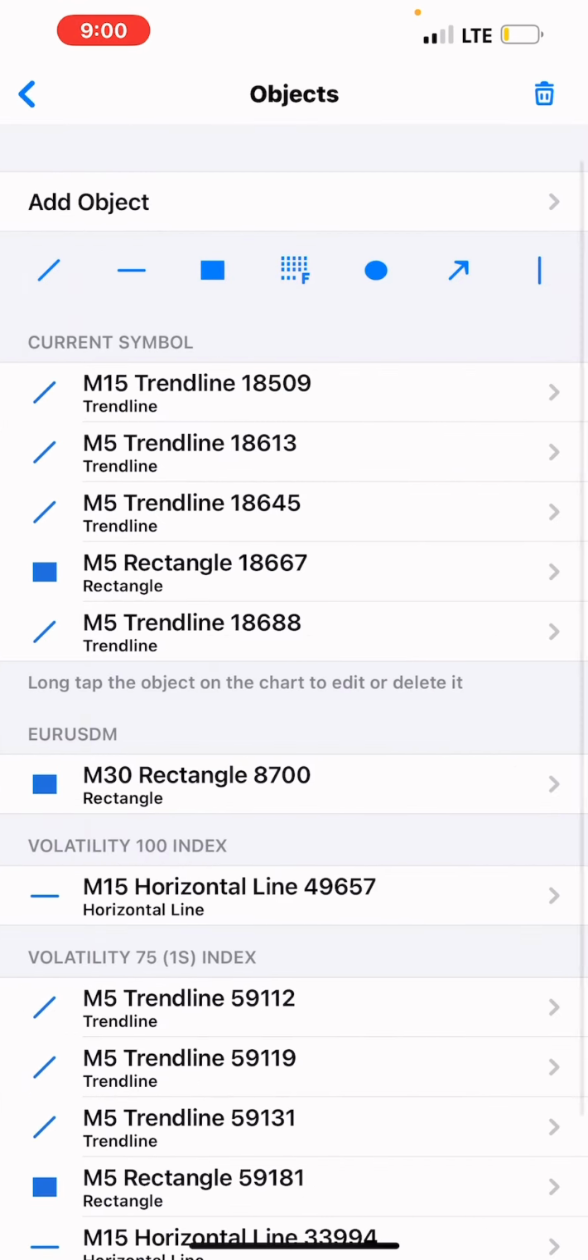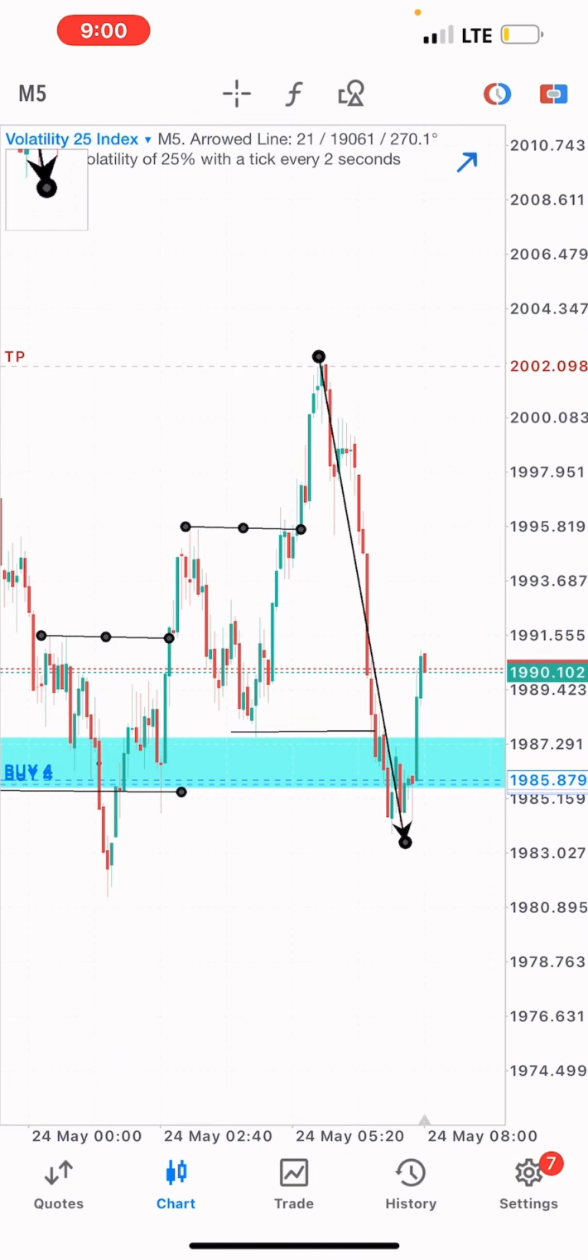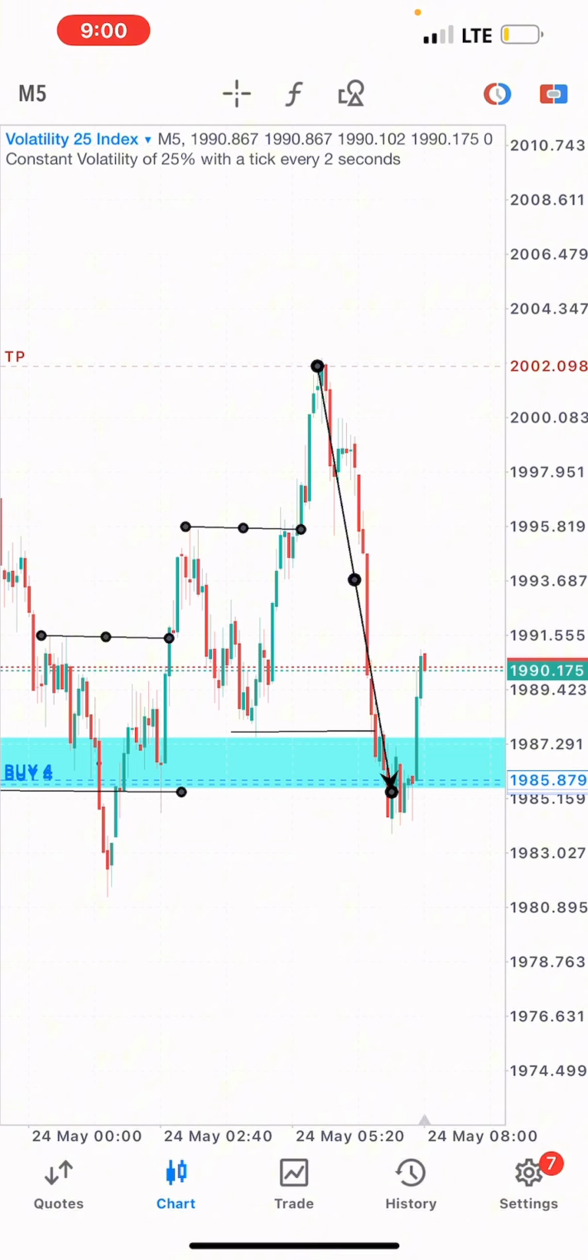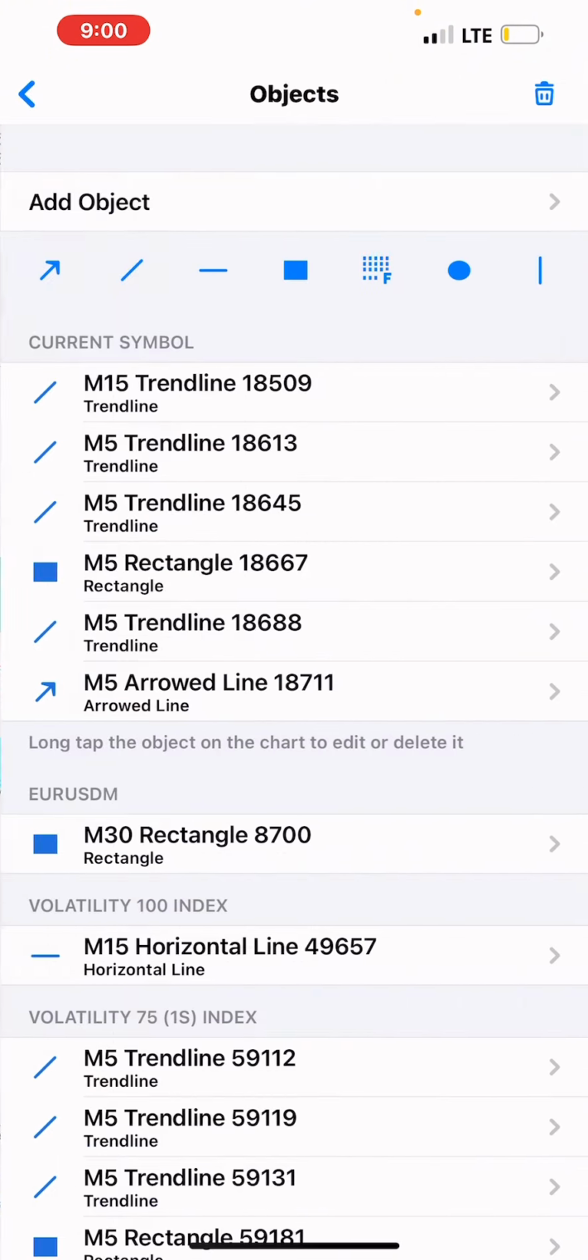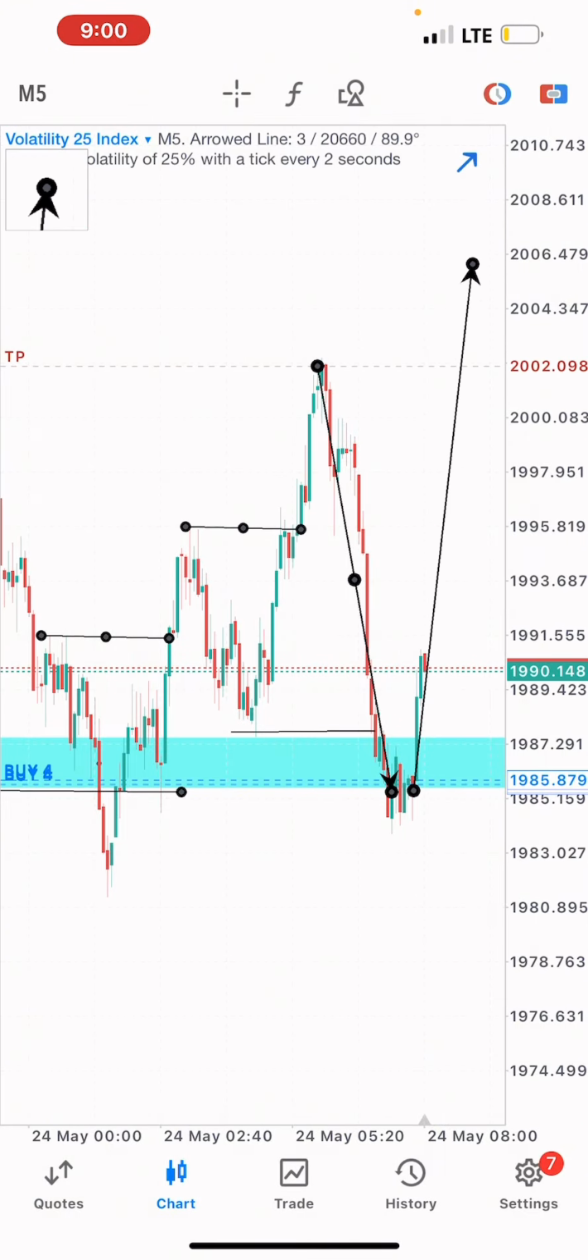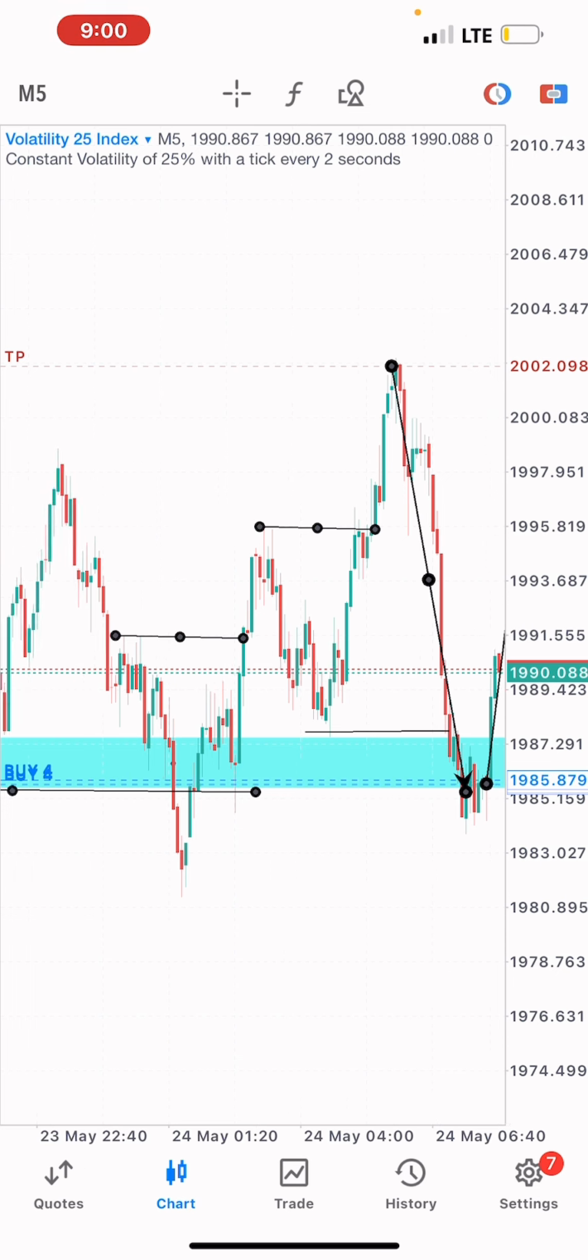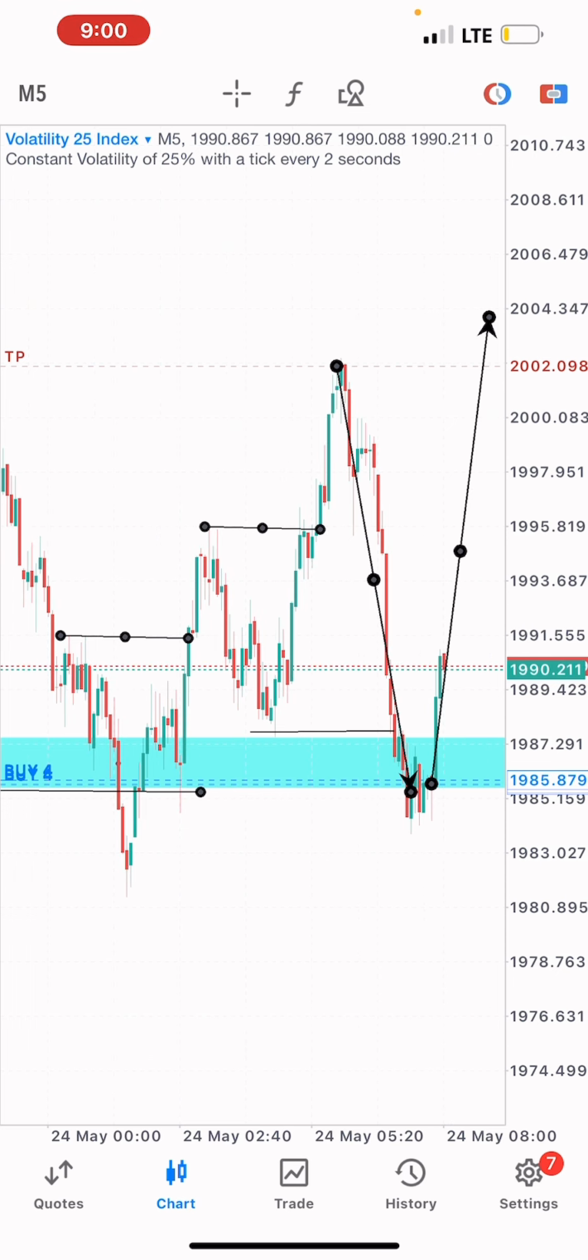The 5th rule is the market coming back to this area and then pushing all the way back up. At that point we took our entries.